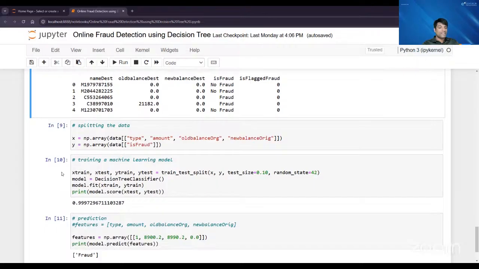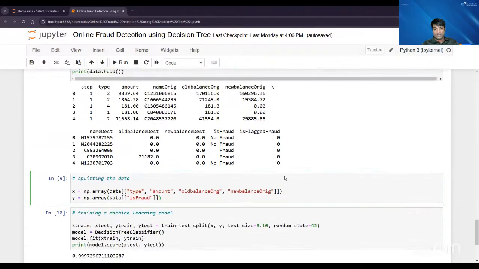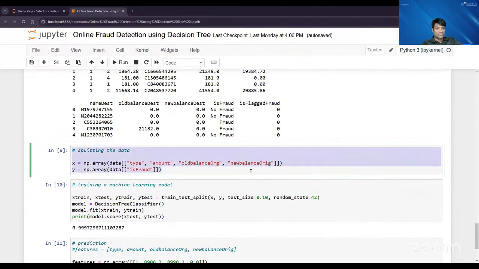Now let us go to the next part, splitting the data. As I told you, the most important things are the type, the amount, the old balance from the origin and the new balance in the origin. So we are using these first, and we are trying to build a decision tree. Here you can see that your outcome variable is nothing but whether it is fraud or not fraud. I think I've shared this data.head. Yeah, I think I should share this.